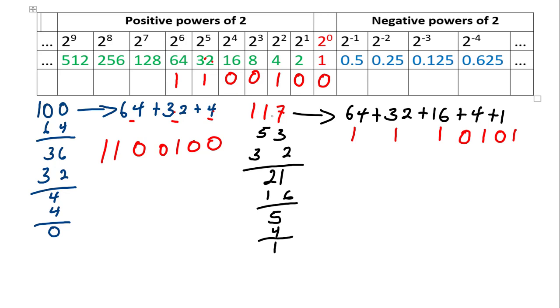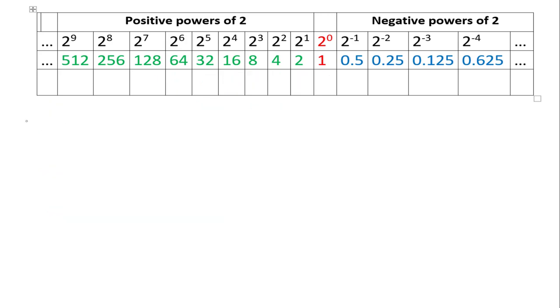So 117 in binary is 1110101. That is 117 in binary. Now let's try a bigger value, a bigger value like 400.